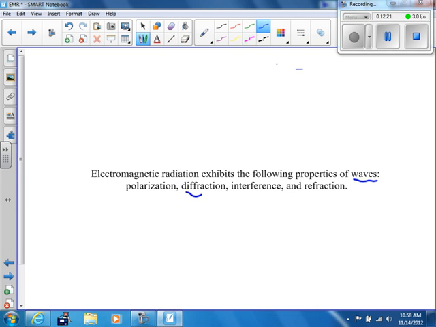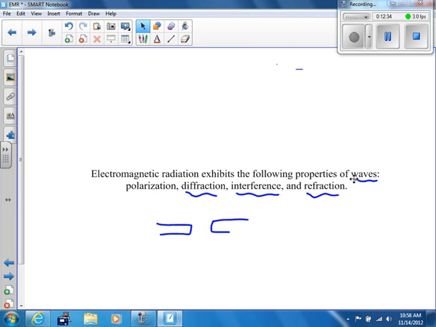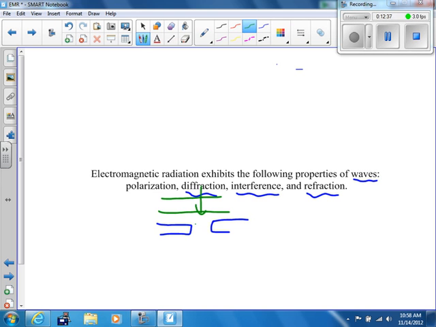We'll talk about these three first because these are the three that you learned about in Physics 20. Diffraction is the spreading out of a wave. Remember you got these water waves coming towards this opening. What happens when these water waves go through the opening? They spread out, right? That's diffraction. Well, all types of EMR undergo diffraction. This is a property of waves. Therefore, the idea of diffraction supports the wave nature of EMR. It supports the notion that EMR is a wave.